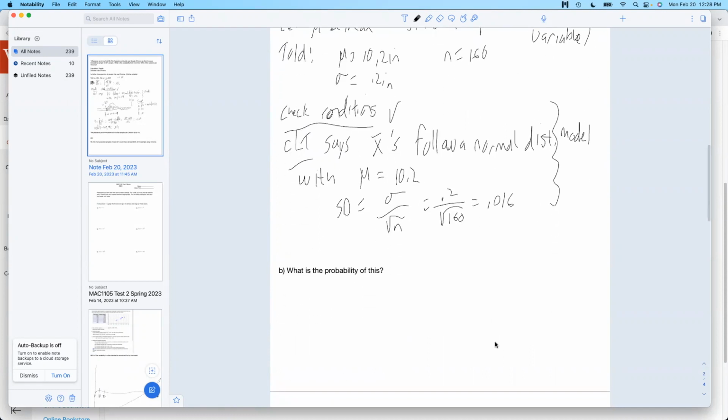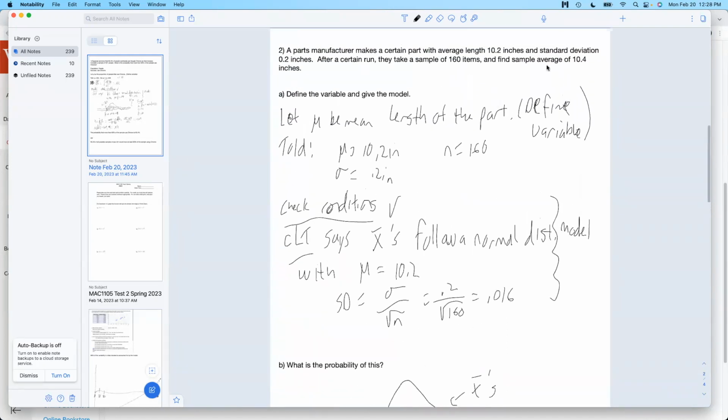So we draw our picture, same 3 steps always. Draw the picture, find the z-scores, normal CDF. So right here in the middle, remember what I'm graphing here, not individuals. I'm graphing samples. The mean of all possible samples, the average of all the averages is 10.2. The standard deviation is this one that I just calculated. I want to be at 10.4.